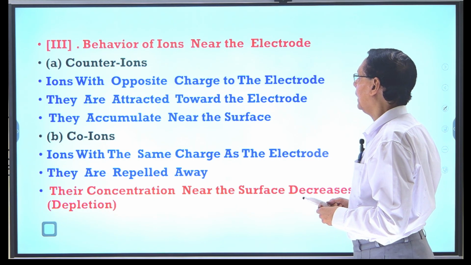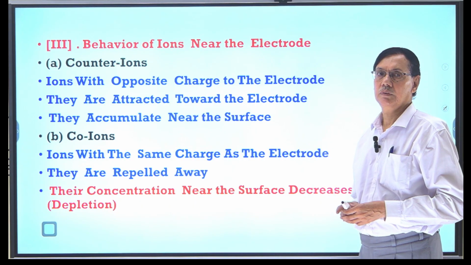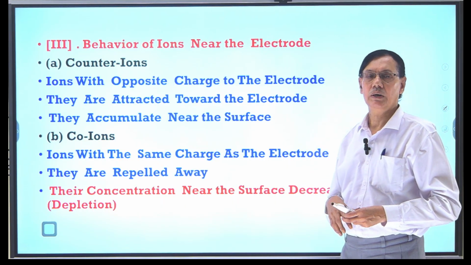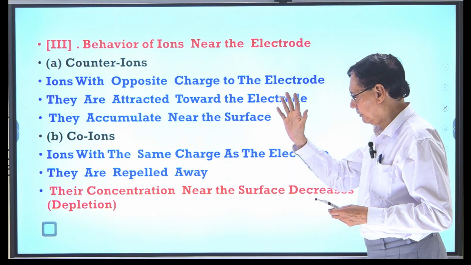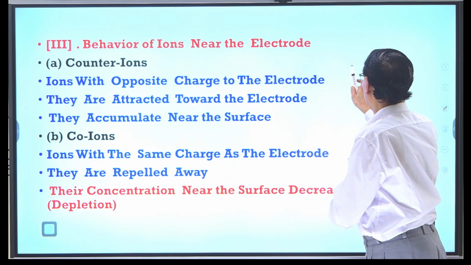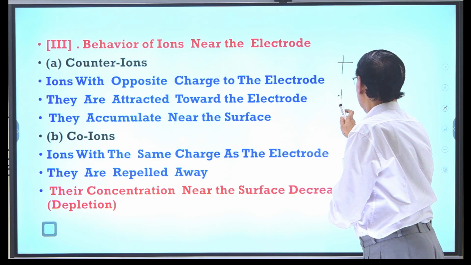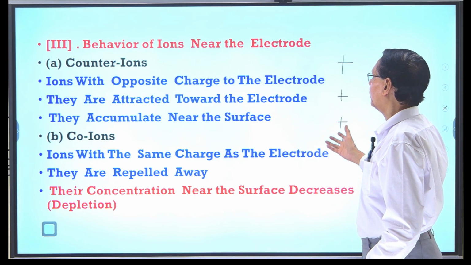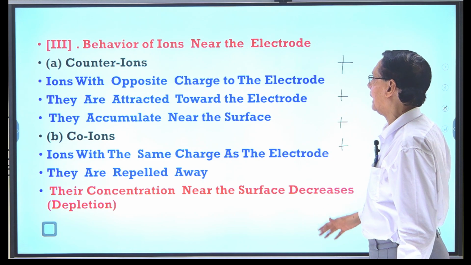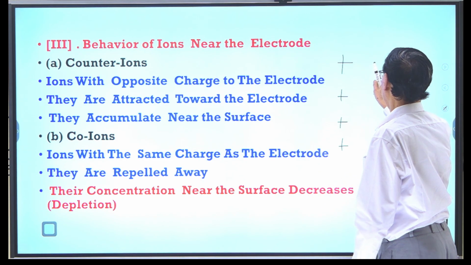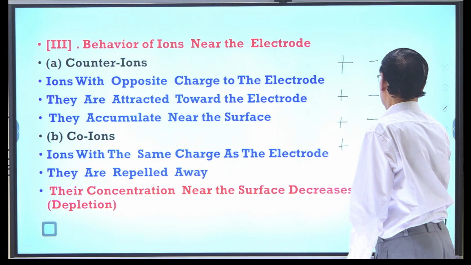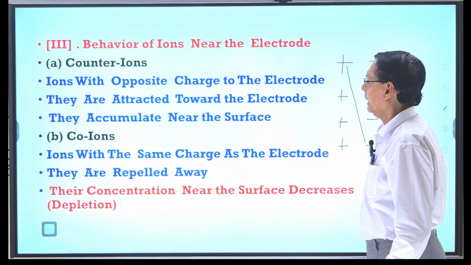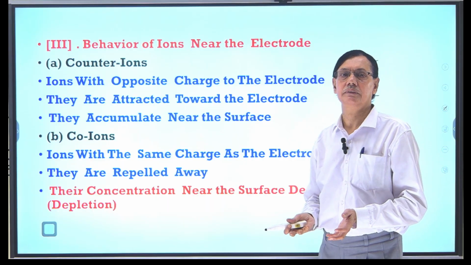Now, behavior of the ions near the electrode. So there are two types of things. One is the counter ions. What does it mean, the counter ions? If the electrode is positive, the ions are there like that. So ions with the opposite charge to the electrode are attracted towards the electrode. So naturally, अभी थोड़ी देर पहले आपको बताया. And there is a change in potential, positive potential also negative potential, and they accumulate near the surface.